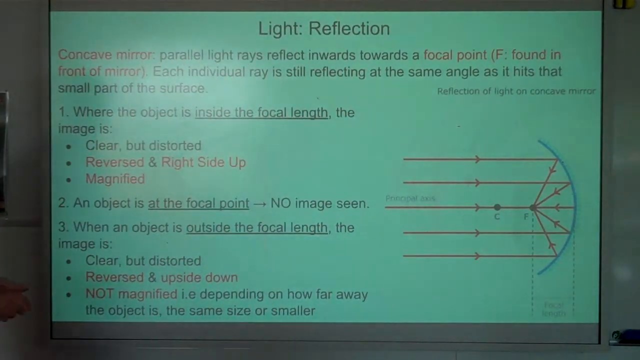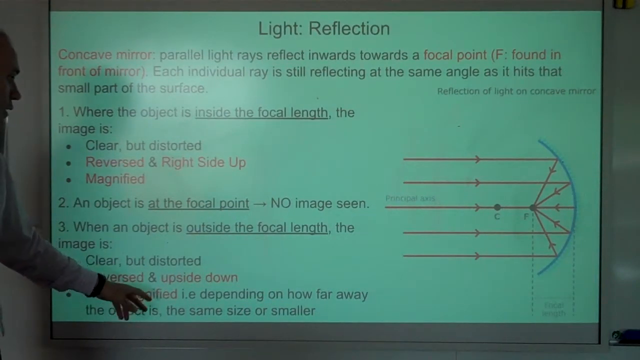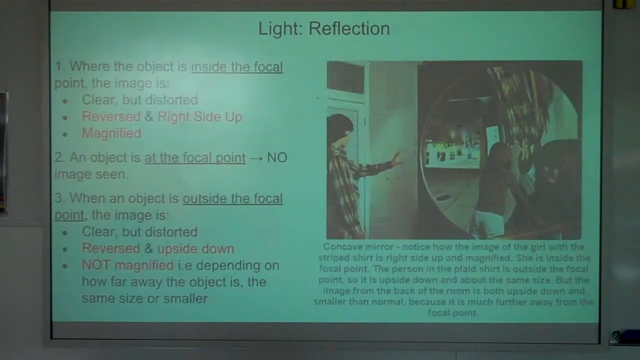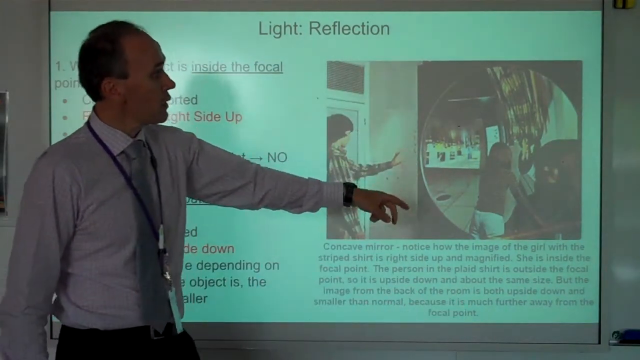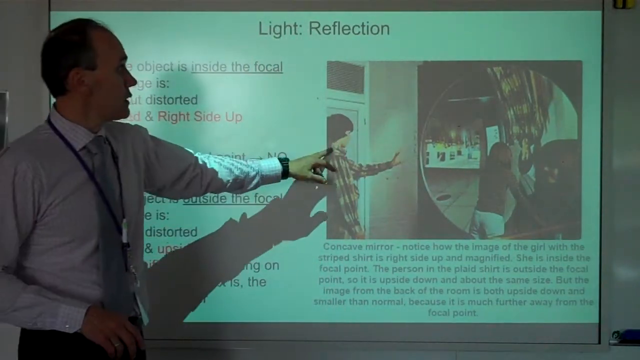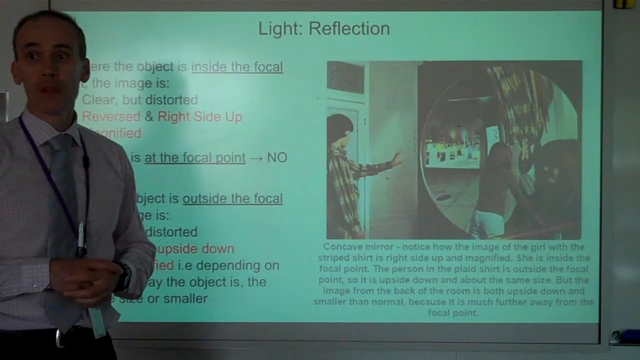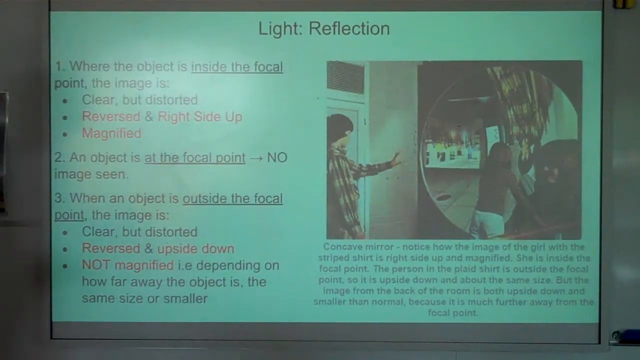You're just not there. And when an object is outside the focal length, the image is clear but distorted, reversed and upside down, and not magnified, so it can be the same size or smaller. Now on this slide here, that's what I'm talking about. See how the girl is inside the focal point and her reflection is really large? And her brother is outside the focal point and he is either the right size or smaller than he would be normally. They're the hardest mirrors to remember what's going on.